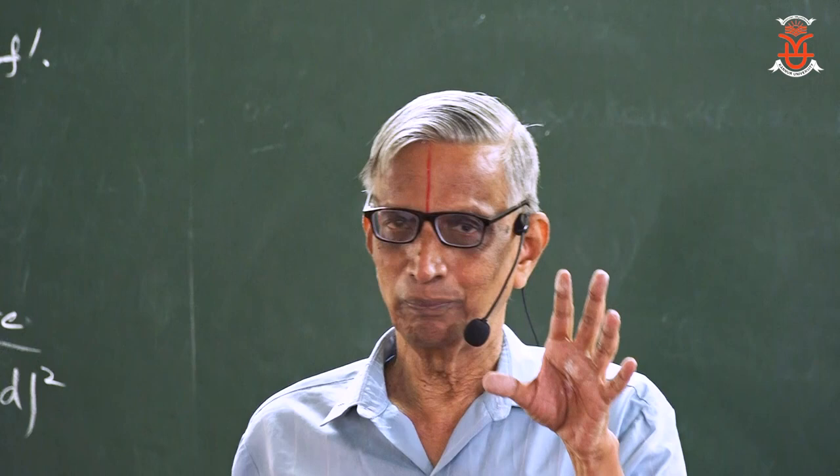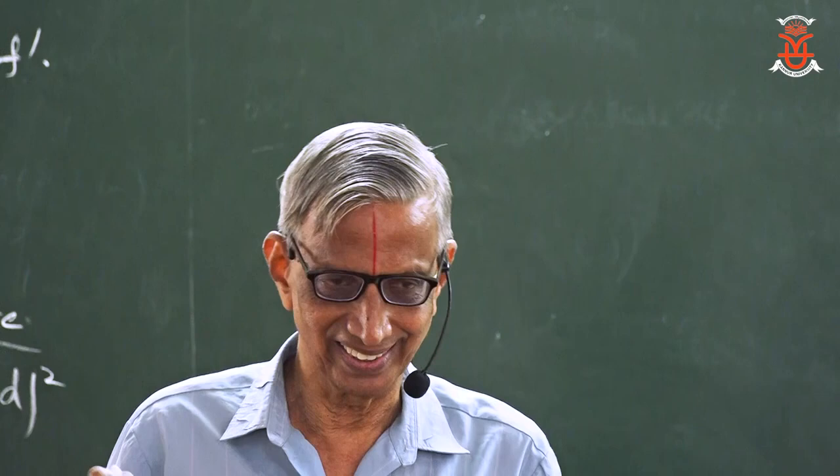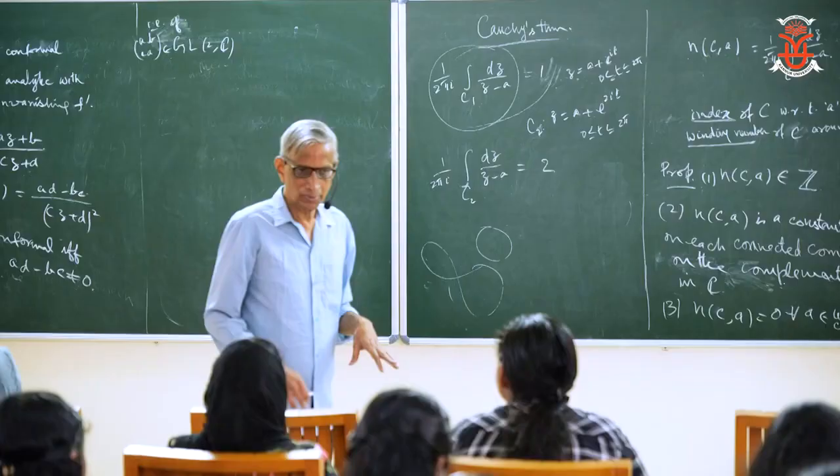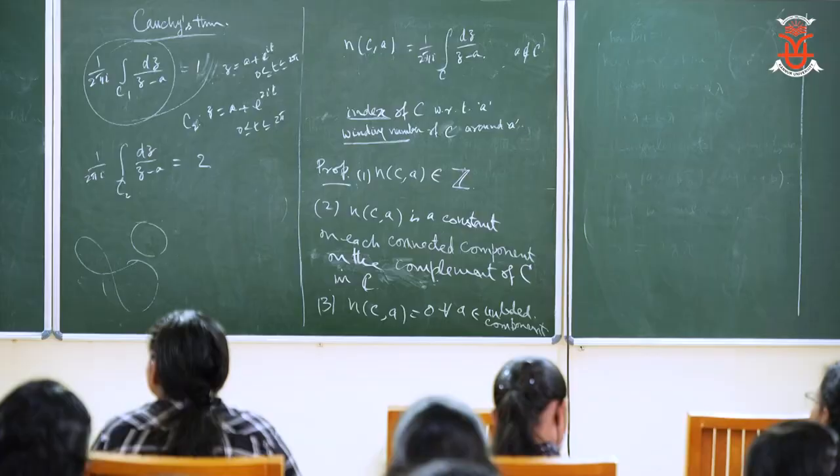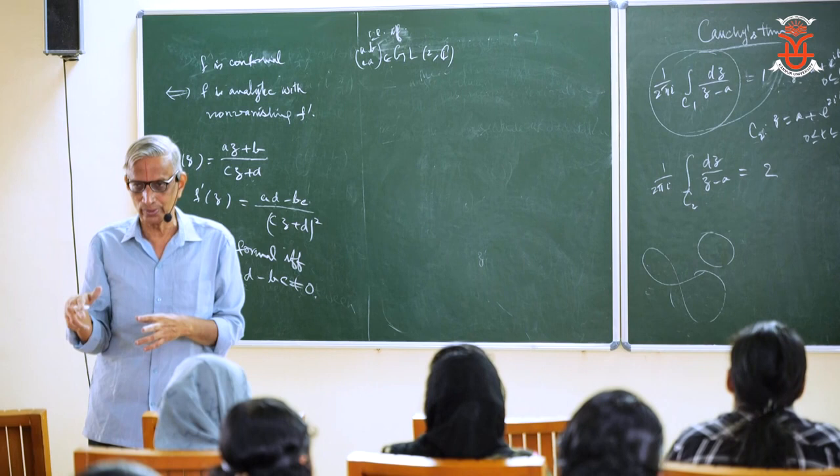The bounded component is called the interior, and the unbounded component is called the exterior. This is the content of the Jordan curve theorem. Although intuitively it is obvious, the proof is rather difficult. So now you go back to the condition that you usually write in Cauchy's theorem: the closed contour and the interior of the contour both lie in the domain.